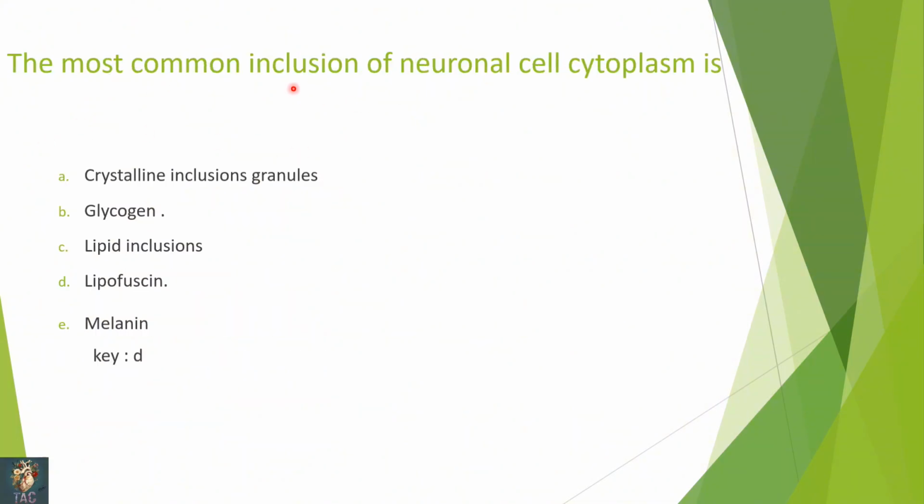Next MCQ is, the most common inclusion of the neuronal cell cytoplasm is: crystalline inclusion, granules, glycogen, lipid inclusion, lipofuscin, or melanin. The correct option is lipofuscin, that is option D, because in most cases the neuronal cell cytoplasm contains lipofuscin.